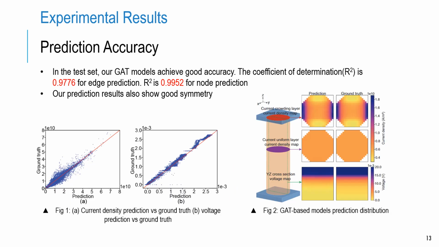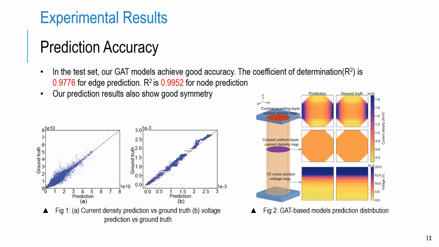This slide demonstrates the accuracy of our GAT-based framework. Figure 1 compares the predicted current density and voltage values against the ground truth in the test dataset. The coefficient of determination is 0.97 for edge prediction and 0.99 for node prediction, indicating high accuracy in both tasks.